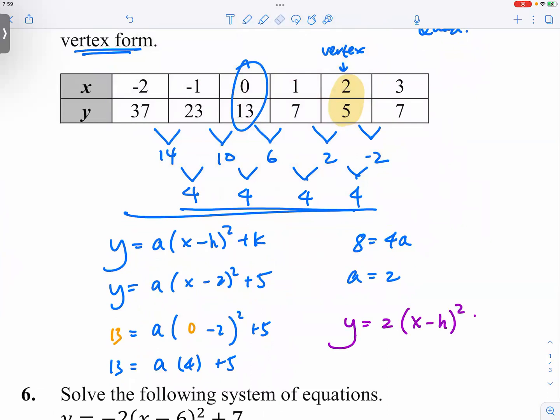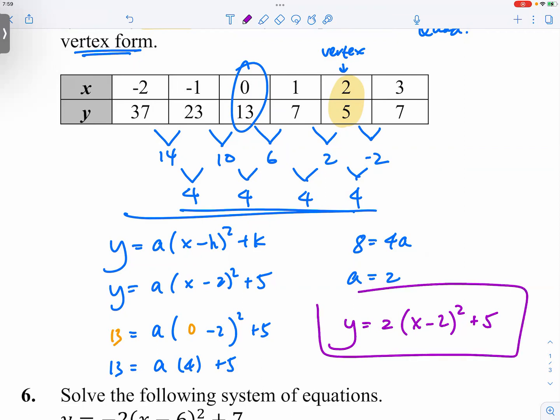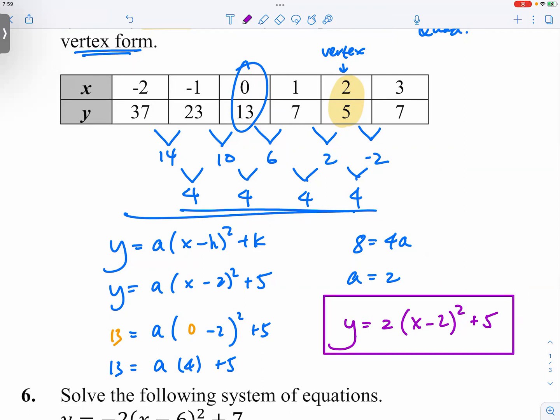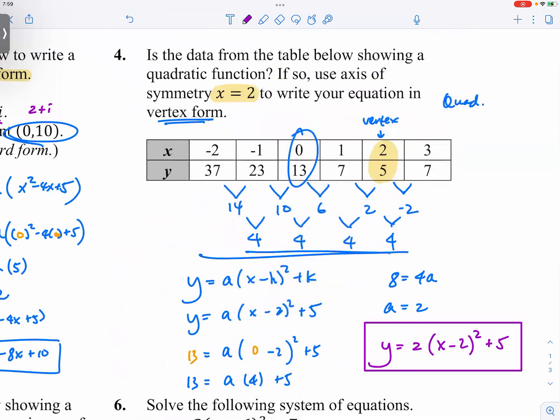And that would give you the final equation. I'm sorry, we have the vertex. h is 2, k is 5, and that will be our vertex form. Okay, so again, you've got to spot out whether it is quadratic or not, and you only perform the equation writing when it is quadratic. If it's not quadratic, there's nothing you can do.